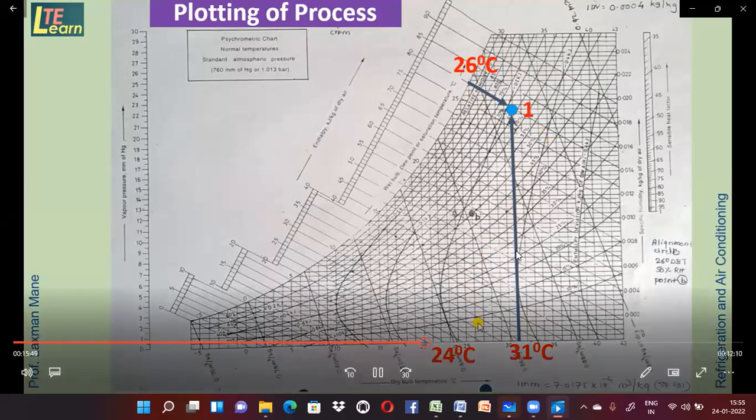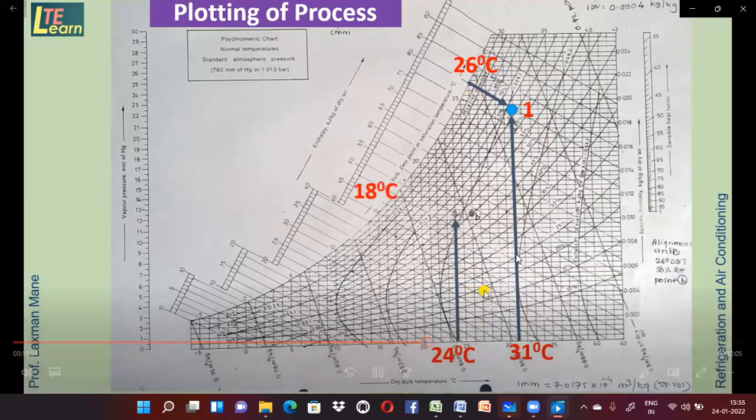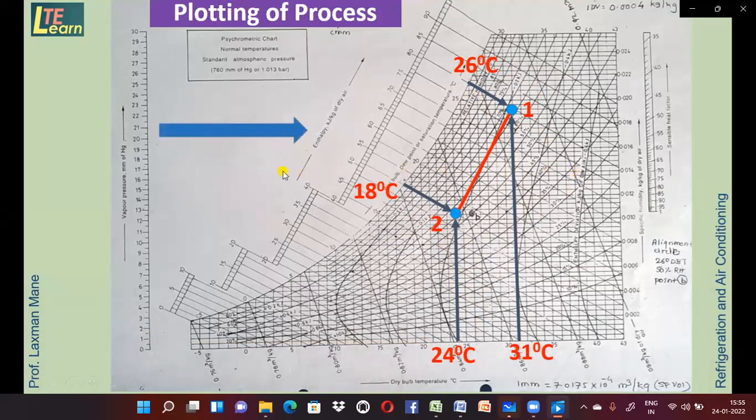Similarly, follow the process for outlet condition. This is the dry bulb temperature at outlet, projecting the line. This is the wet bulb temperature, projecting the line. The intersection point is point number 2. Join line 1, 2. This is a psychrometric process which is called cooling and dehumidification, because in this process from 1 to 2, dry bulb temperature is decreasing and specific humidity value is decreasing. So this is a cooling and dehumidification process.